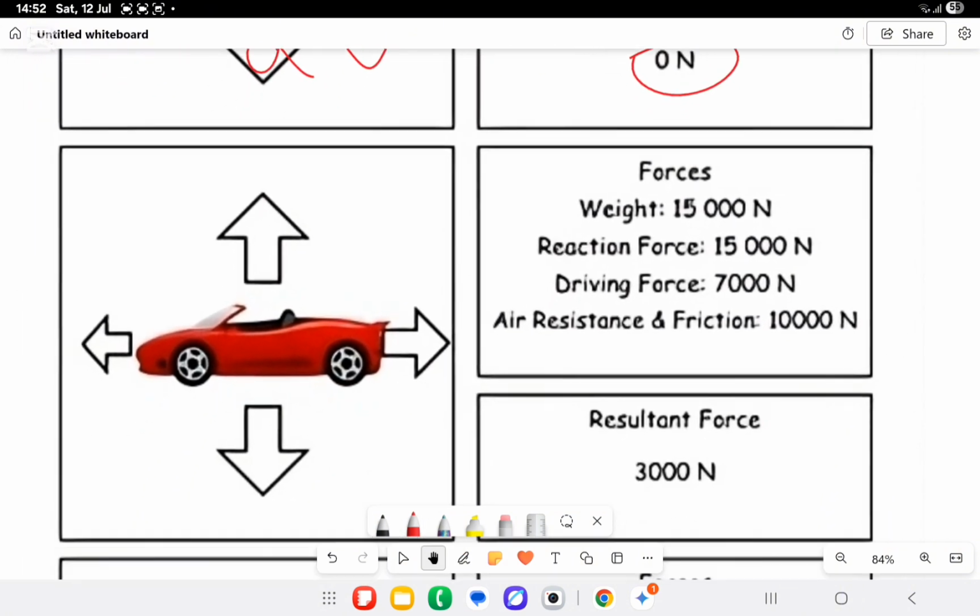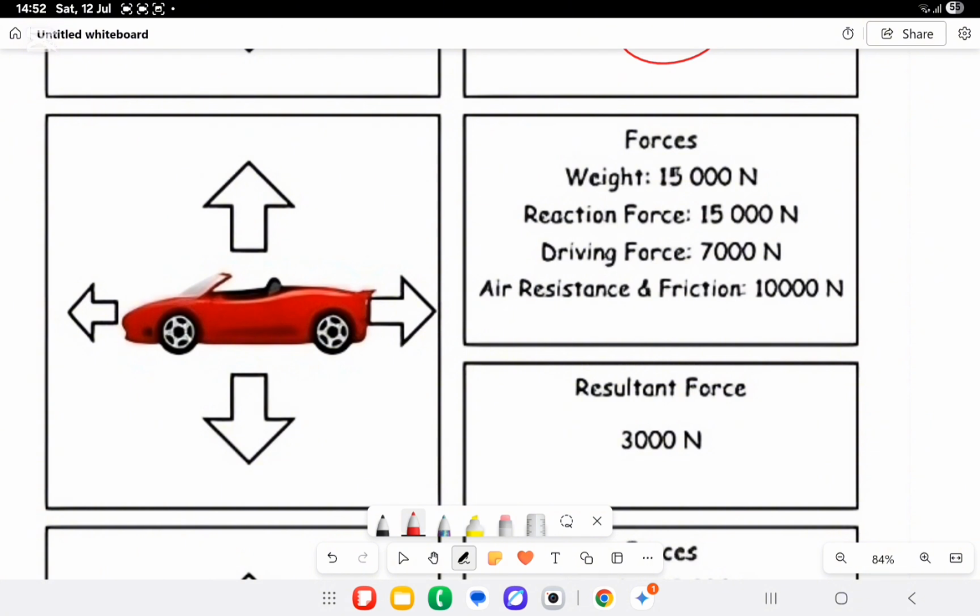For instance, let's take another example. In this scenario, there are four forces as well. Let's name them A, B, C, and D. As you can see, force A, which is 15,000 newtons, is the weight or gravitational force, and the second, the reaction force, is B. Both of these are 15,000 newtons. The upward force and the downward force are equal, so the resultant force in this direction is 0.